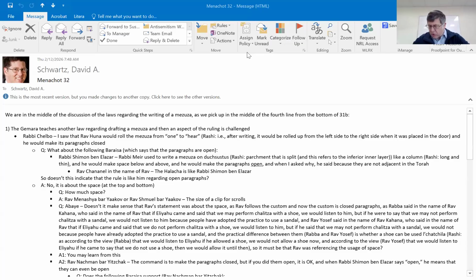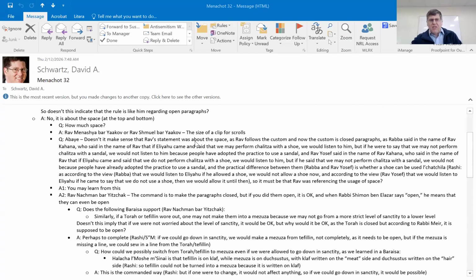But Rav Yosef, who says that if Eliyahu would come and tell us not to use a shoe, we would listen to him, must say that we would use a shoe, that if you did a shoe lechatchila, even lechatchila today, it would be permitted. And so that's the difference between Rabbah and Rav Yosef. But the bottom line is it shows that it is important what the custom is.